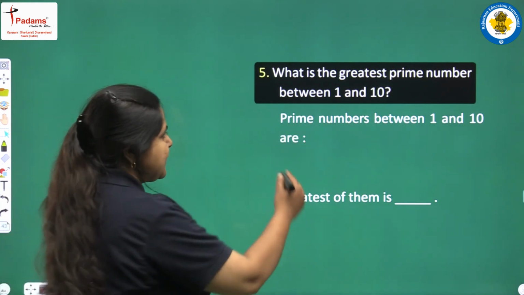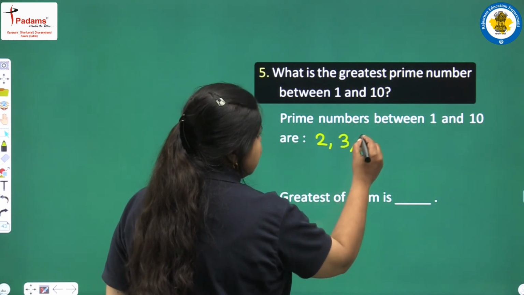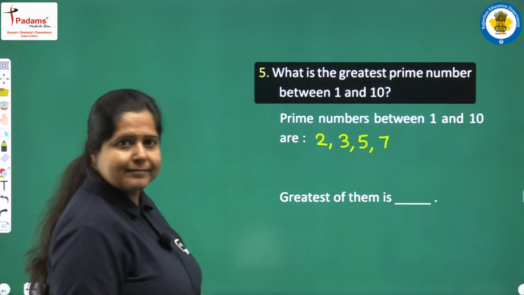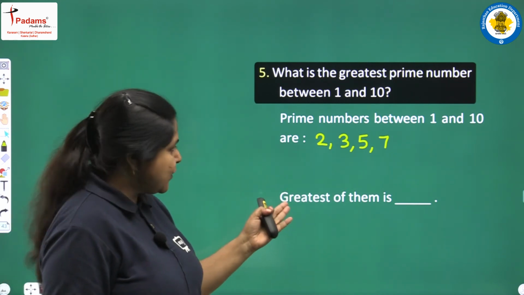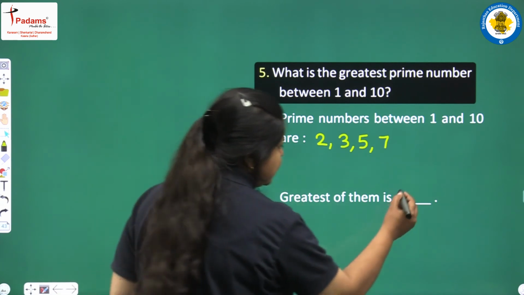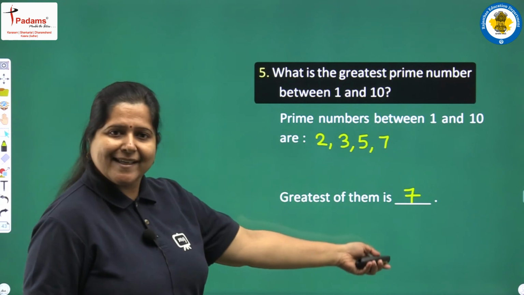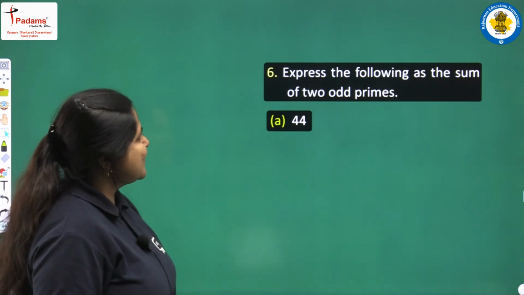Let us write down the prime numbers between 1 and 10. They are 2, 3, 5, 7. That's all. 4 prime numbers between 1 and 10. And out of these, which is the greatest? You know, 7 is the greatest of these. Greatest of them is 7. It's an easy one. Then we have question number 6.